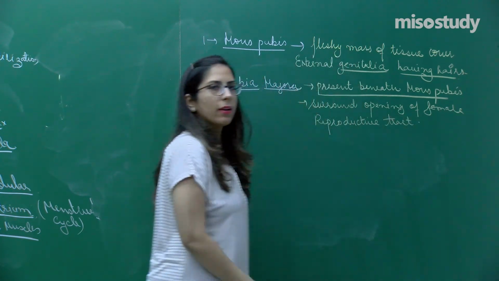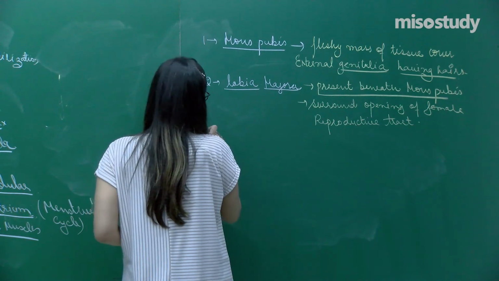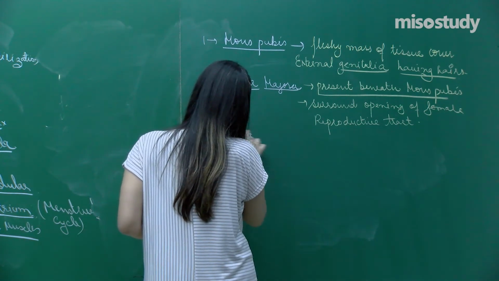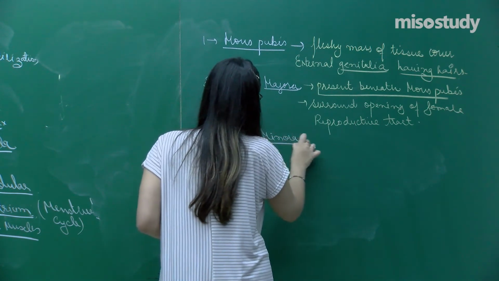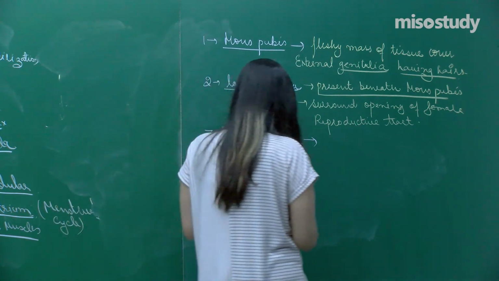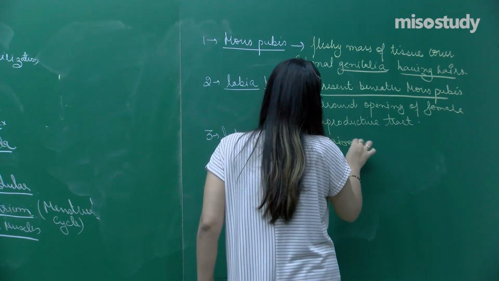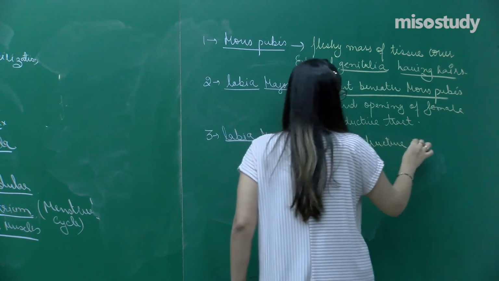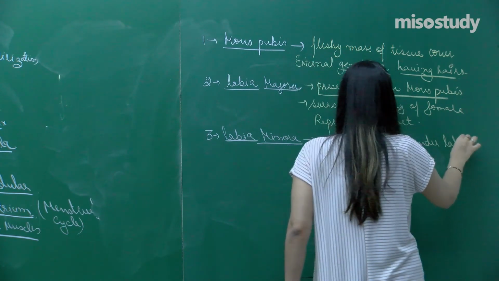Right. After that, we have the third, which is called the labia minora. Labia minora are what? These are also paired structures under the labia majora.